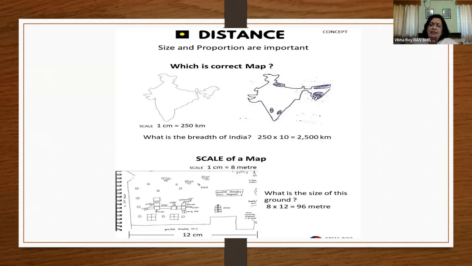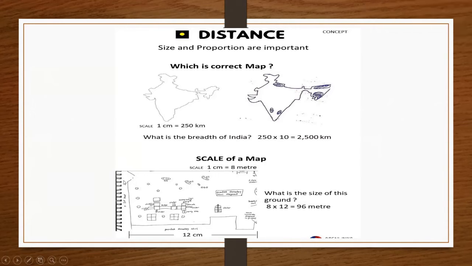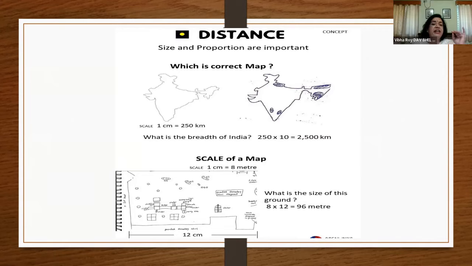So 1 scale, 1 centimeter. See, in the second one, it is 1 centimeter equals 8 meters. So what is the size of this ground? The size of the ground is 8 meters into 12. So 8 into 12, 96. 96 meters.